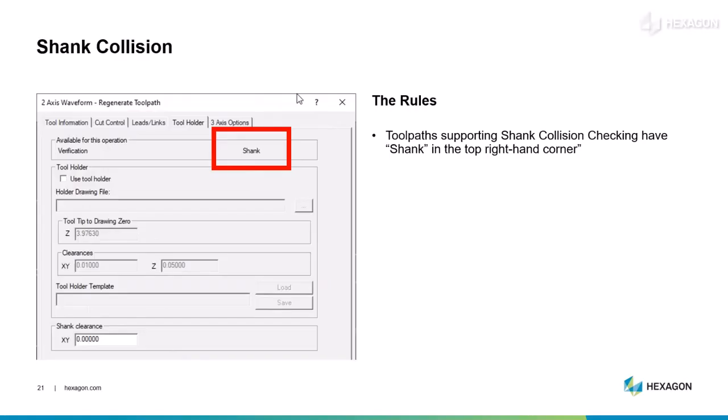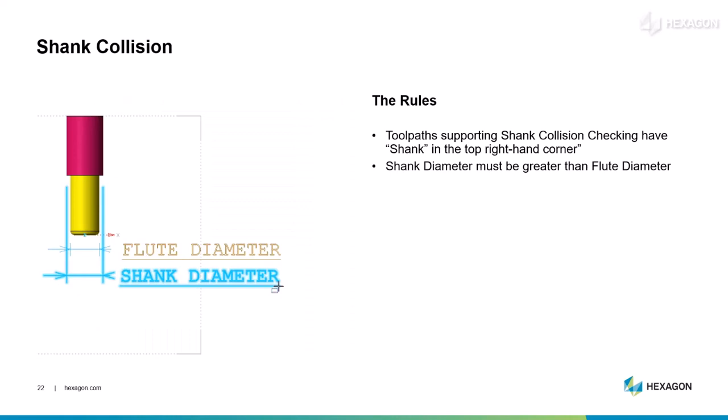Supported toolpaths will say shank in the options available at the top. The shank will not be collision checked if the shank diameter is the same as the flute diameter. Make sure the shank diameter is larger during toolpath setup.